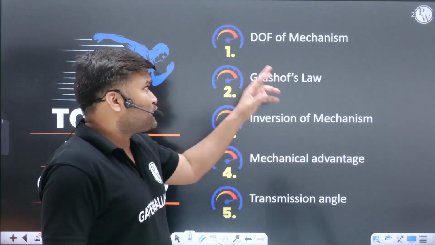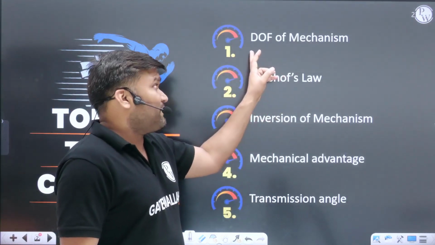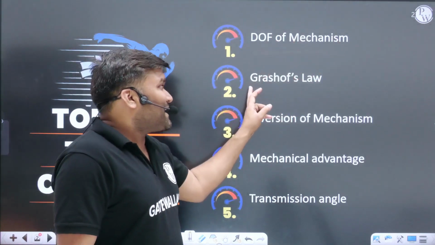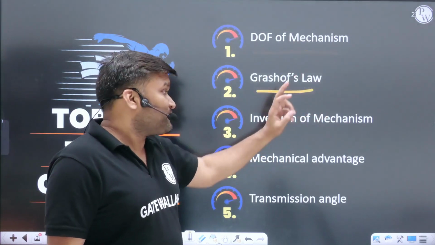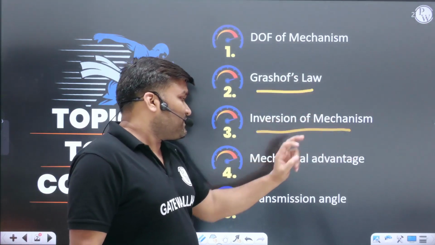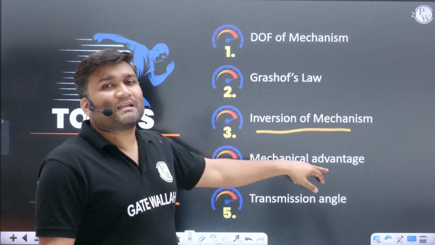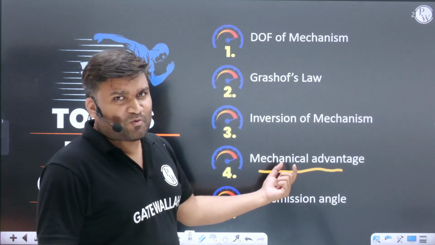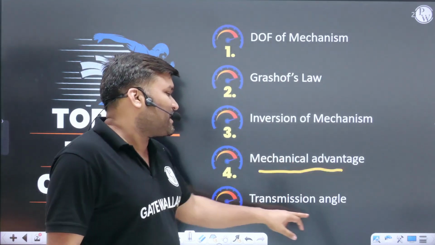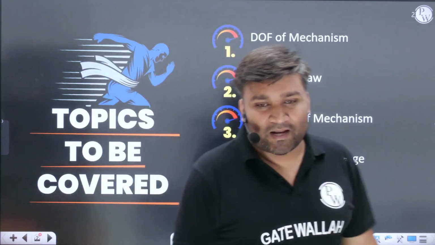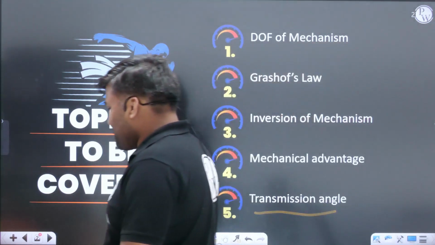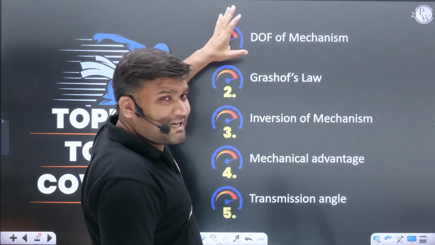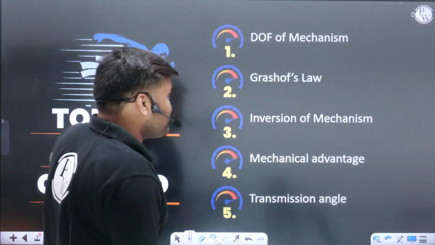In this session, I will majorly be covering the degree of freedom of a mechanism. What is the degree of freedom of a mechanism? Then Grashof's law, questions are asked here. Inversions of mechanism. Then we will have a look at mechanical advantage, a very small topic, but sometimes questions are also asked here. And then we have transmission angle, rarely asked, but again a very important portion. So these are the crisp contents of this chapter which I am going to deliver here.